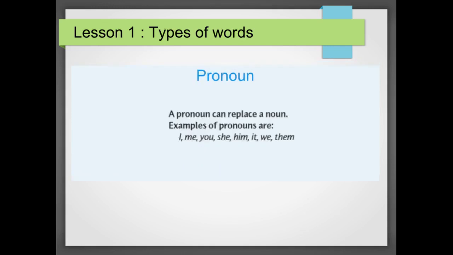A pronoun. A pronoun can replace a noun. Examples of pronouns are I, me, you, she, him, it, we, them.